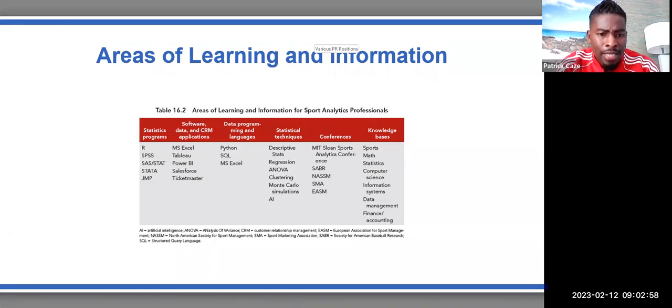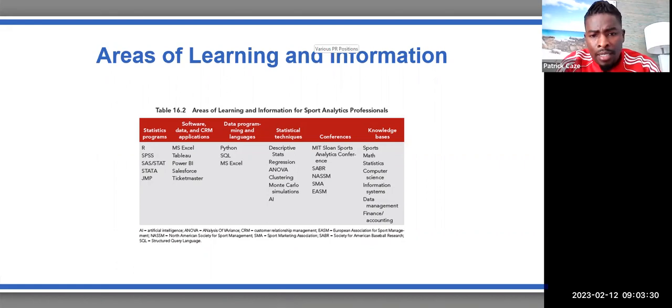There's Stata, there's JMP. So it all depends on what you're doing and who you're working for, what it is their research is really supporting, okay? Some of the software data, CRM applications: you have Excel, which we're familiar with, Tableau, Power BI, Salesforce and Ticketmaster. All these are platforms that can help you visualize the data once you have it and analyze it, okay?